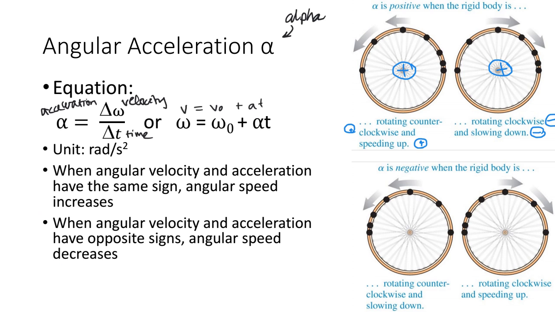When angular velocity and acceleration have opposite signs, your angular speed will decrease, such as if you are rotating counterclockwise and slowing down, that'll cause a decrease. If you're rotating clockwise and speeding up, that will also cause a decrease.